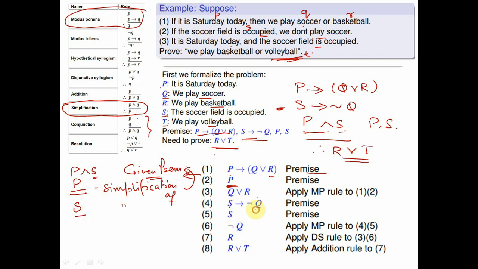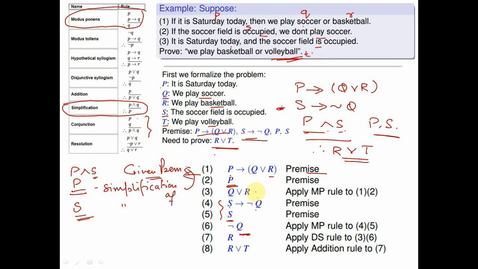So S implies negation of Q. This is the given premise. And S, either I can take it as a given premise or I can bring it from here. So these two, by using modus ponens, will give me negation of Q. S implies negation of Q, and S, applying modus ponens, this will give me negation of Q.